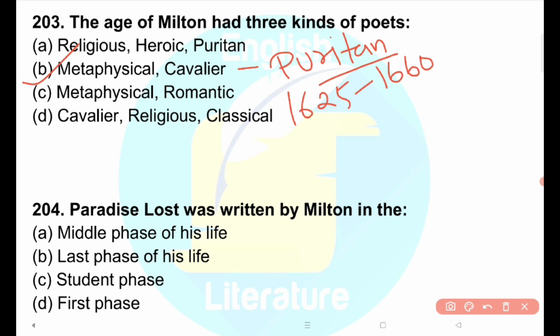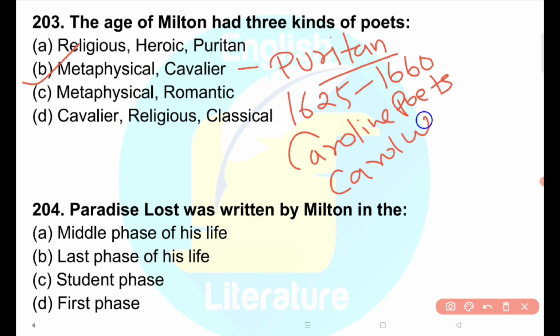The poets of this period are usually called the Caroline poets. The term Caroline is derived from the Latin word carolus, which stands for Charles. Cavalier poets supported King Charles I during the Civil War, were mostly secular in their poetry, and included Robert Herrick, Richard Lovelace, Sir John Suckling, and Thomas Carew.